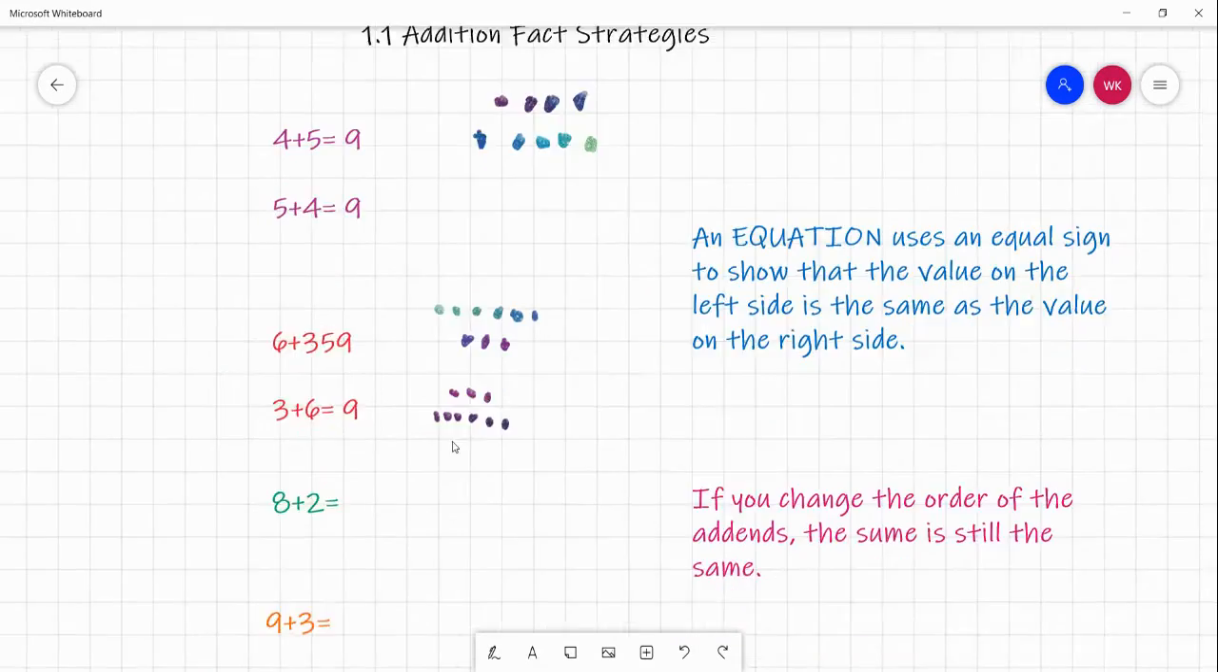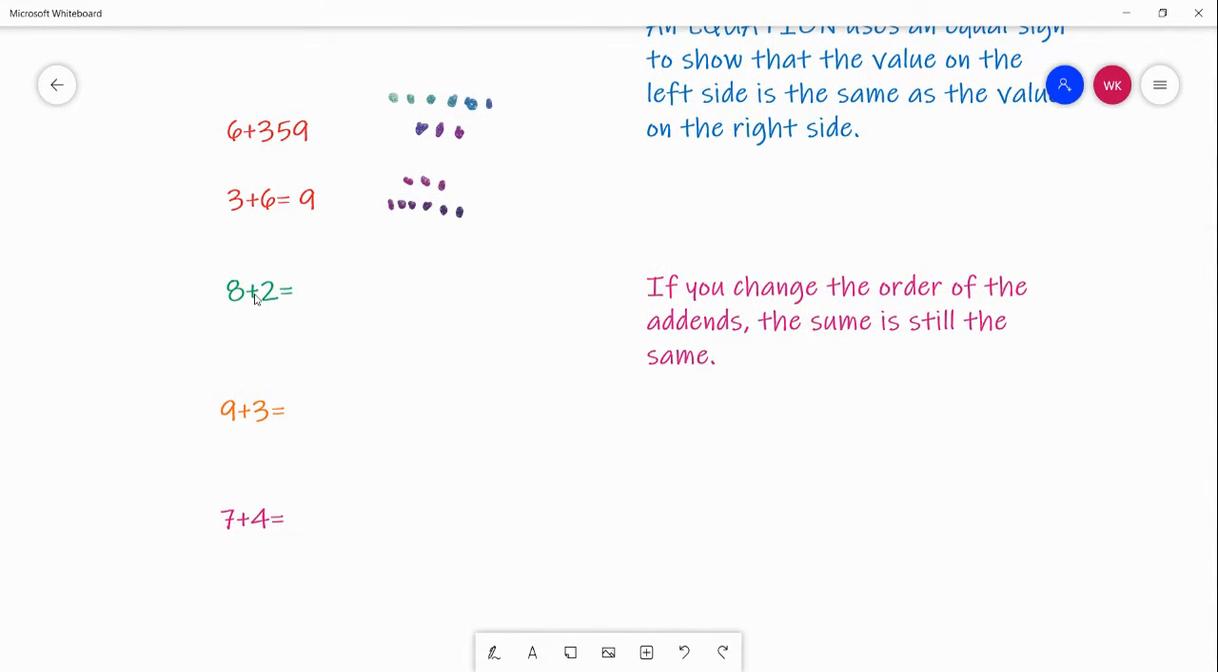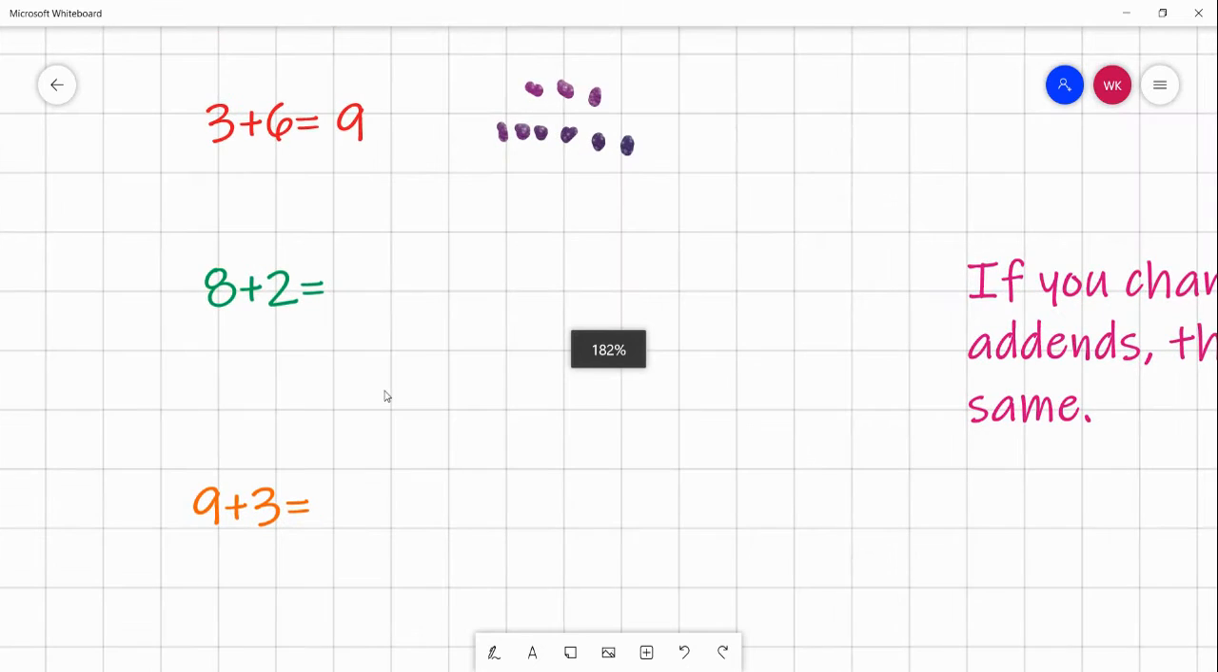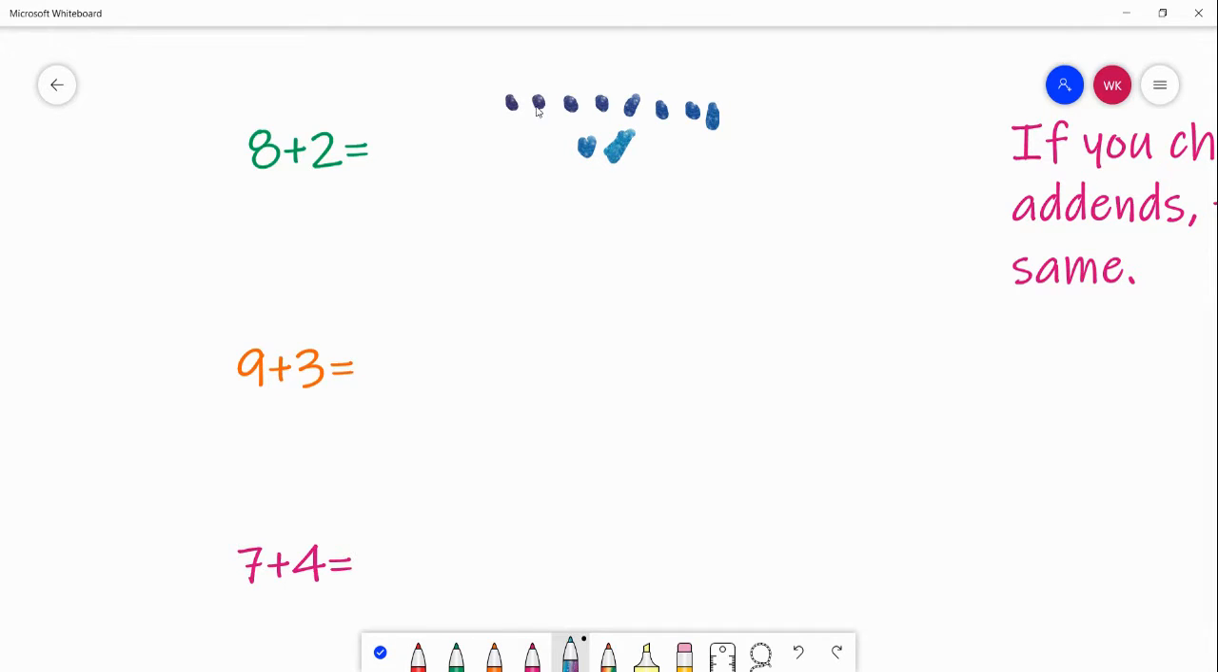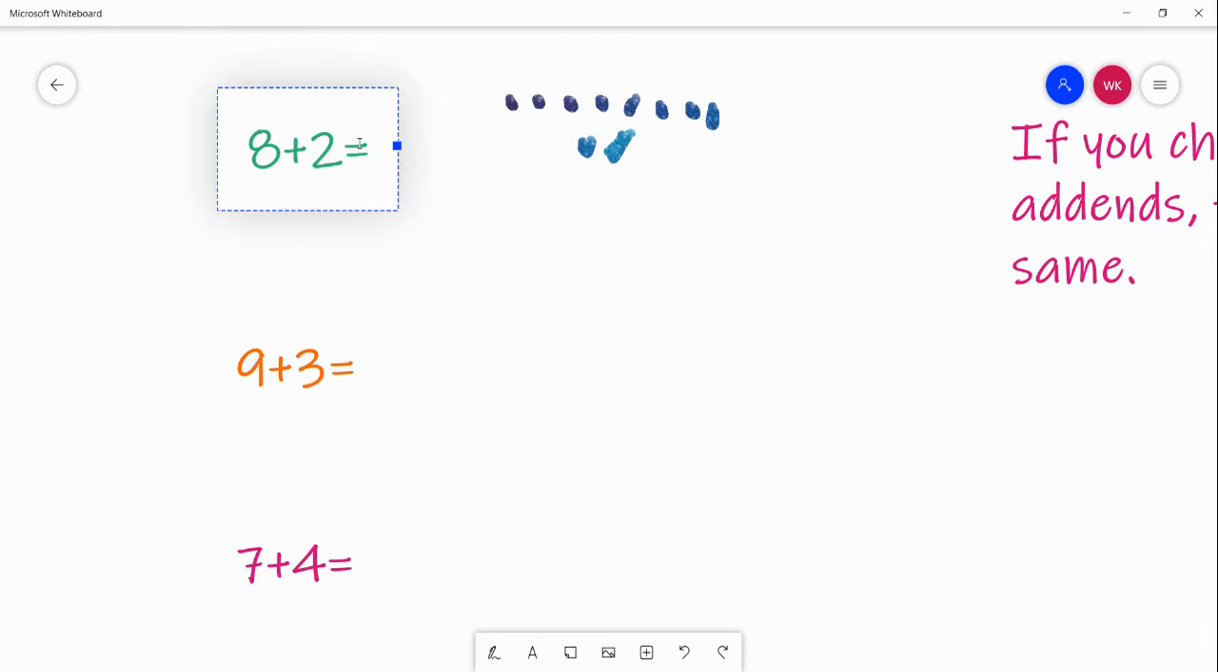So I want you guys to try a couple of these equations. So I have 8 plus 2. So I want you to try these with me. So let's draw out 8 dots. So 1, 2, 3, 4, 5, 6, 7, 8. And then 2 more. And let's count them up. 1, 2, 3, 4, 5, 6, 7, 8, 9, 10. So 8 plus 2 equals 10. You can also use your fingers to count too.